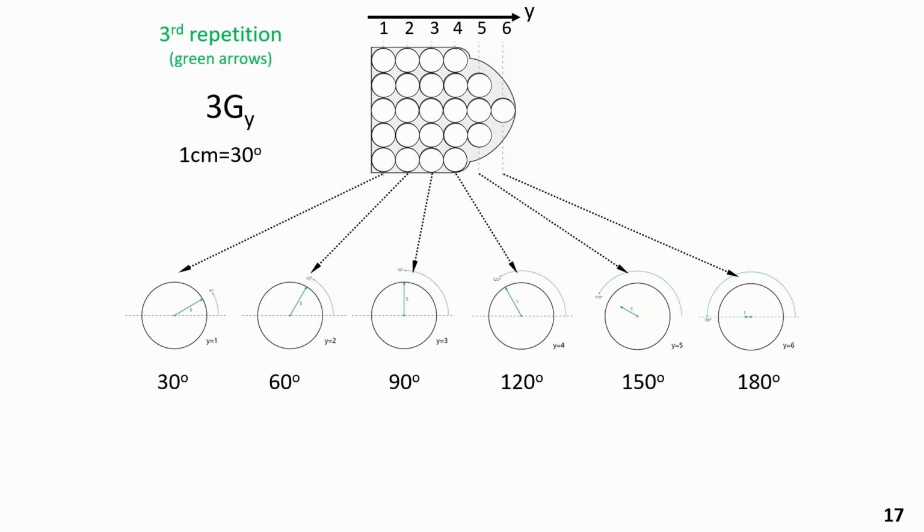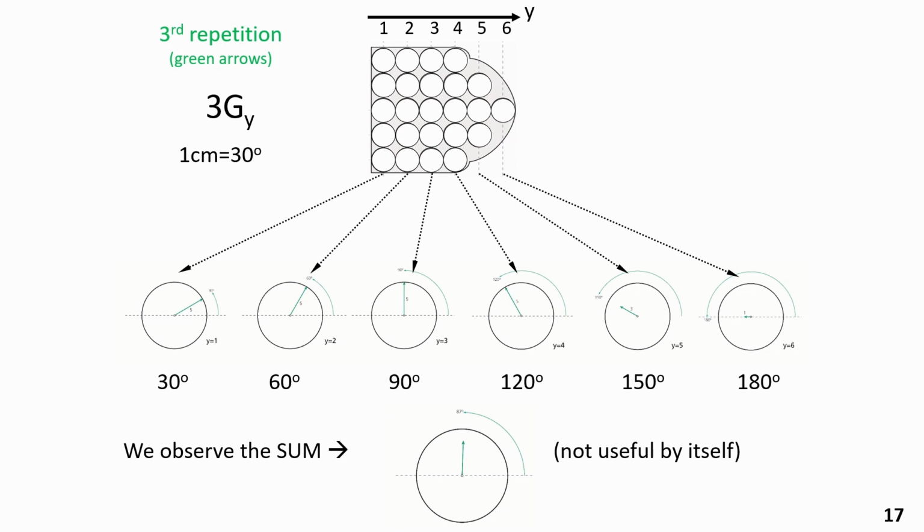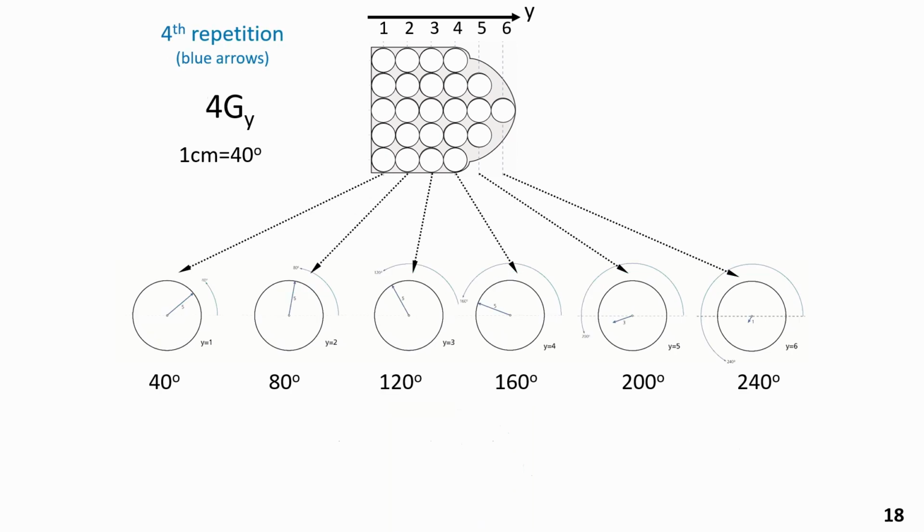At y equals 1, 30 degrees. At y equals 2, 60 degrees. At y equals 3, 90 degrees, and so on. Notice that the green phases at each y location are 3 times the black ones. Again, the green vector sum by itself is useless. However, again, we take a picture of it and keep it anyway.